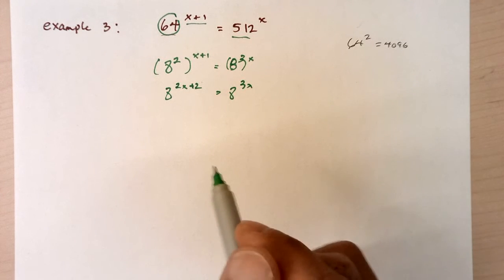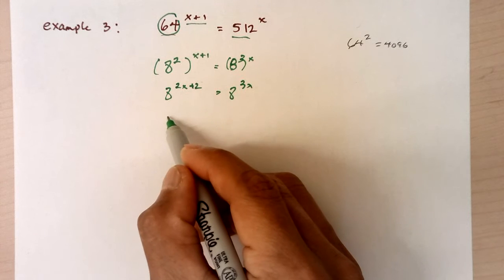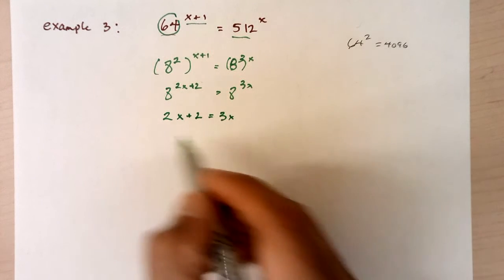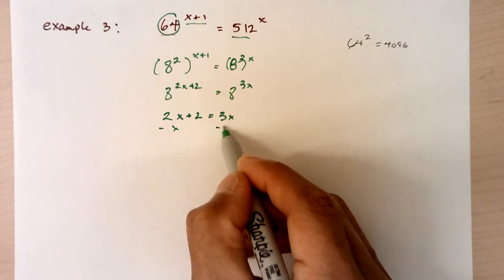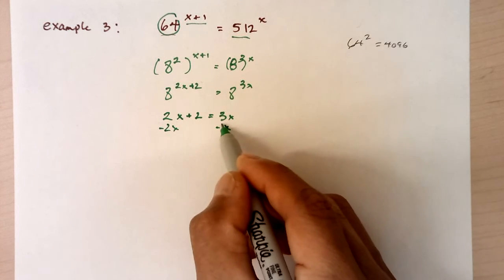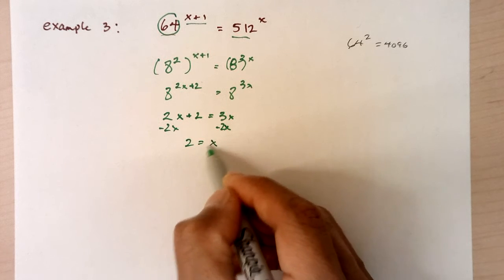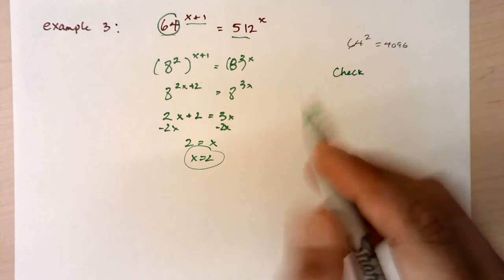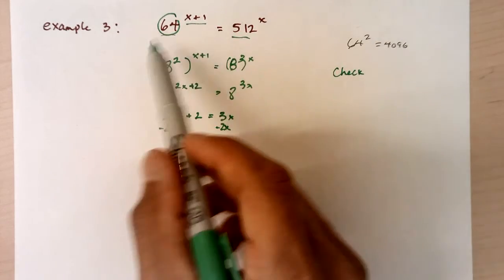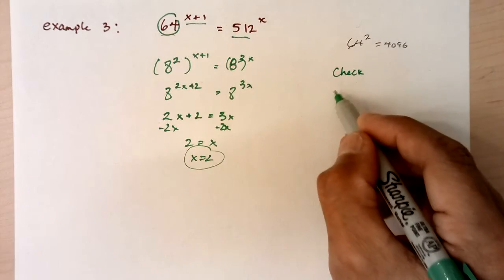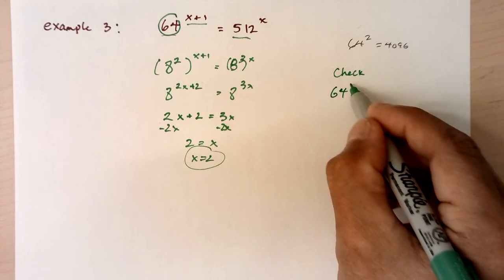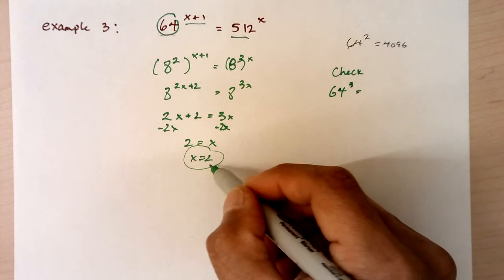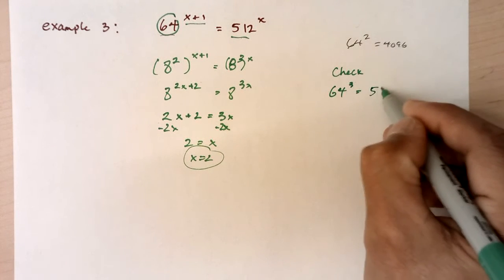We have the exact same base on each side of the equation, so we can set the exponents equal to each other. 2x plus 2 is equal to 3x. If I subtract 2x from each side of the equation, then 2 is equal to x, or x is equal to 2. And then I'm actually going to check that. So if I substitute 2 into the left side of my original equation, it's 64 to the 2 plus 1, that's 3, to the third power, should equal 512 to the x power, and then x is 2.